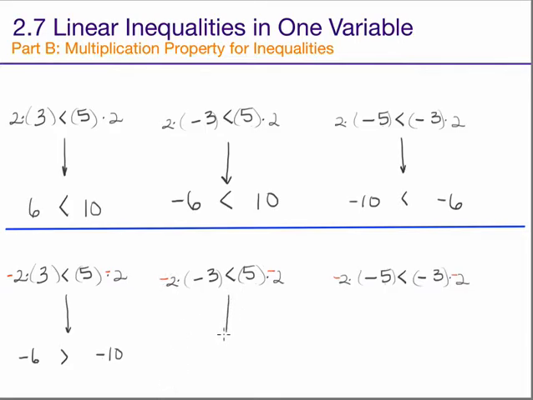For my second problem, multiplying -2 times -3 gives me +6. 5 times -2 gives me -10. Any negative number is going to be smaller than any positive number, or a positive is always bigger than a negative. The last one, I have -2 times -5 is +10, and -3 times -2 is +6. Which one's smaller? Well, it's the 6. 10 is bigger than 6.